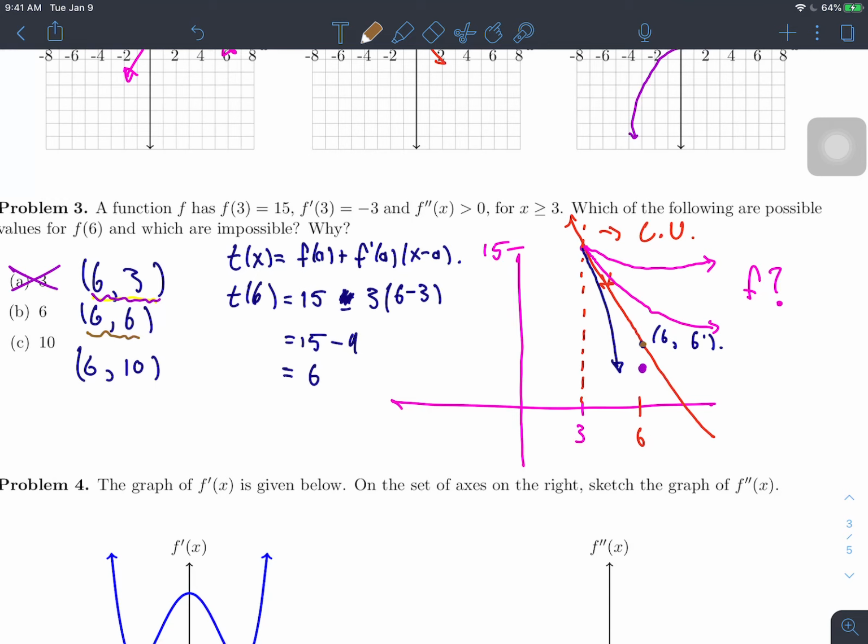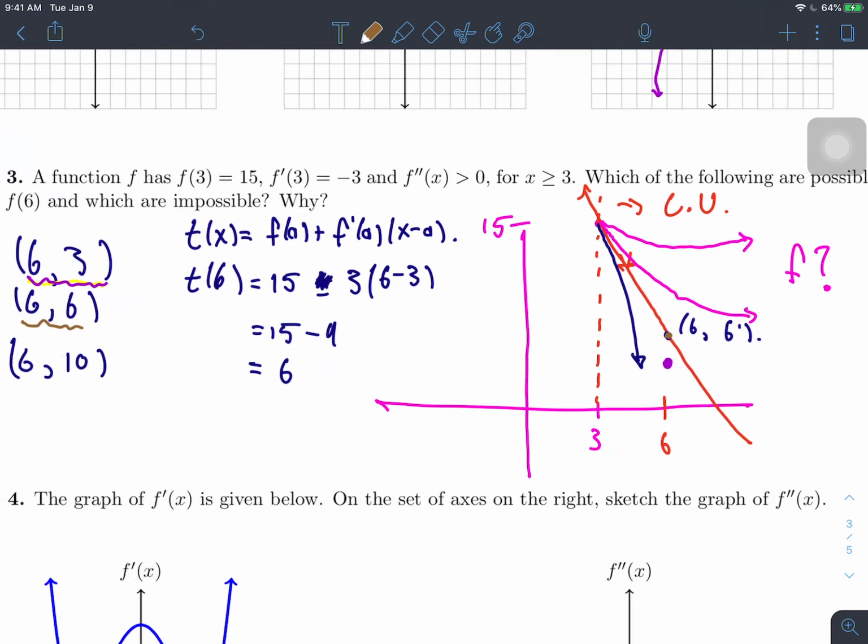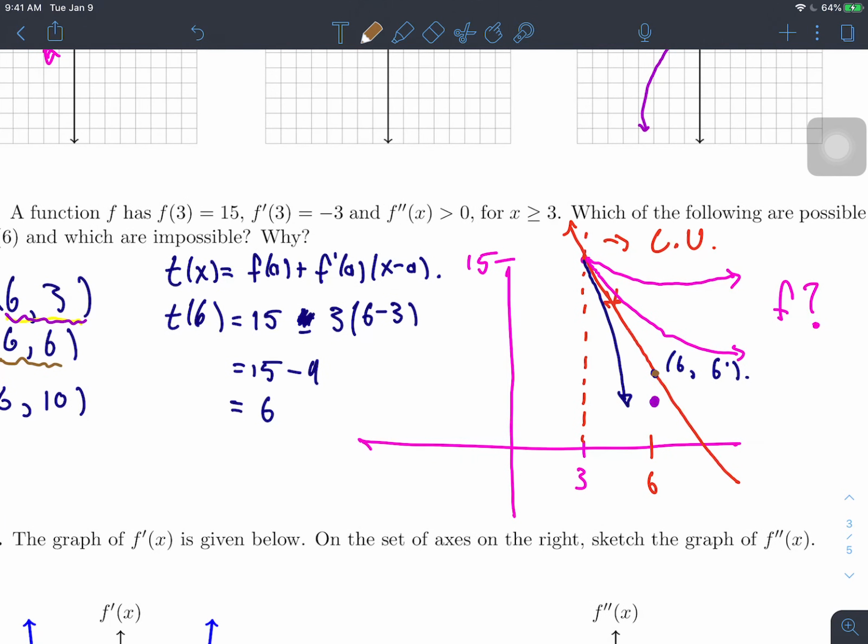The answer is actually no. And here's the key piece of information. Let me draw your attention to this greater than sign here. It would be possible if we had greater than or equal to, which in some calculus courses, you will find the definition of concavity has a greater than or equal to sign. In our book, it has a greater than sign.